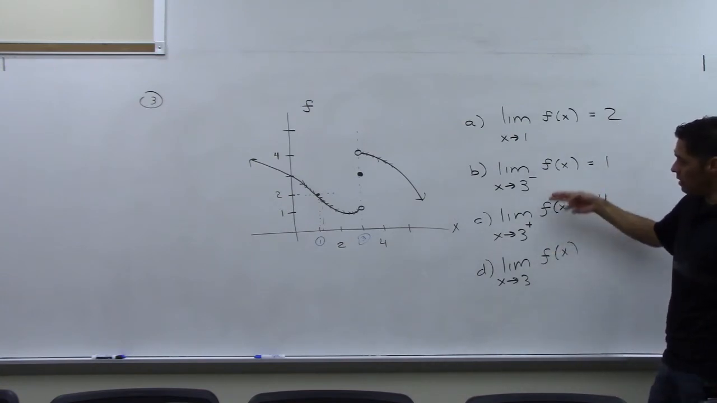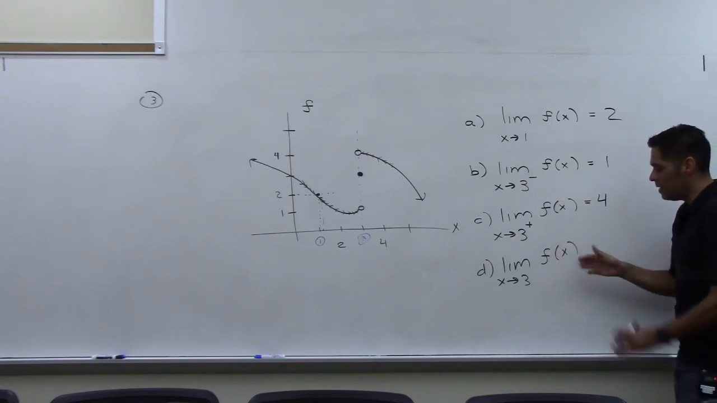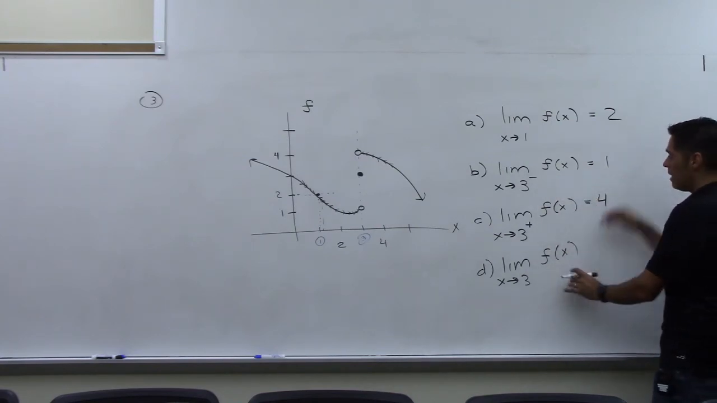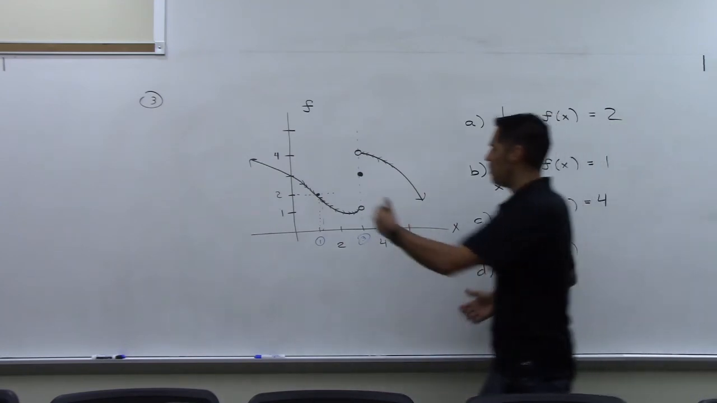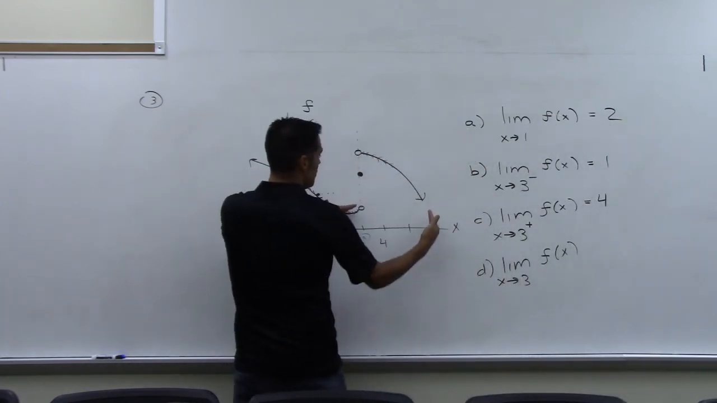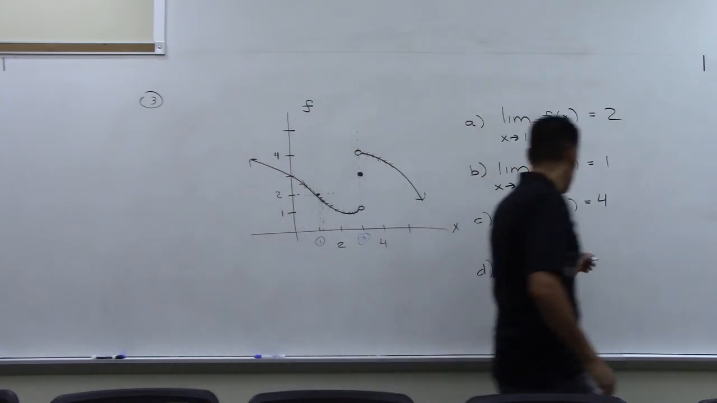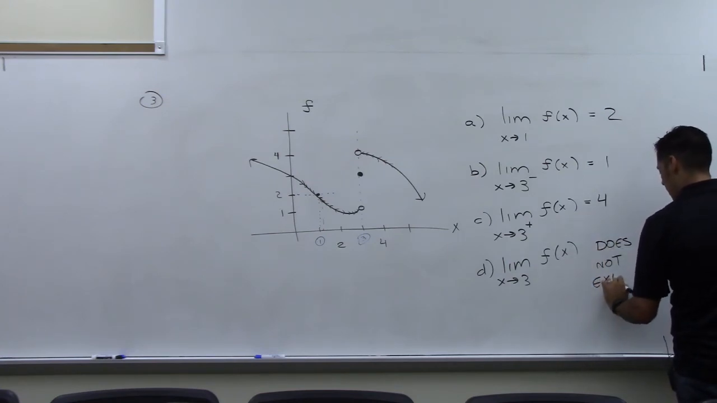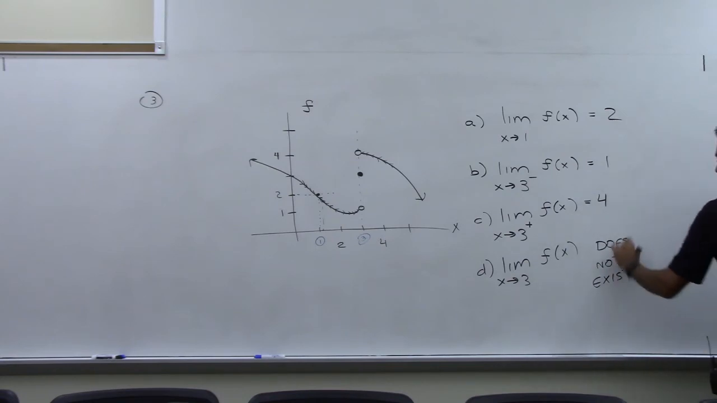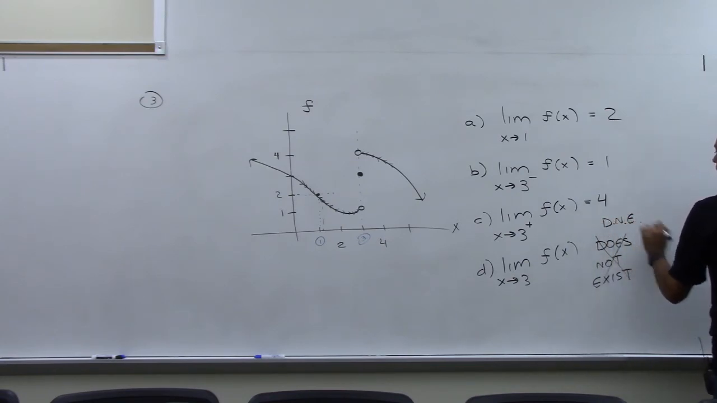We checked the left side, we checked coming in from the left, we checked coming in from the right. But in order for this limit to exist, we need these two answers to be the same, and they're not. So what happens when I come in from the left is different than what happens when I come in from the right. Since those aren't the same, we say that this limit does not exist. And the shorthand we use for that is DNE, does not exist.